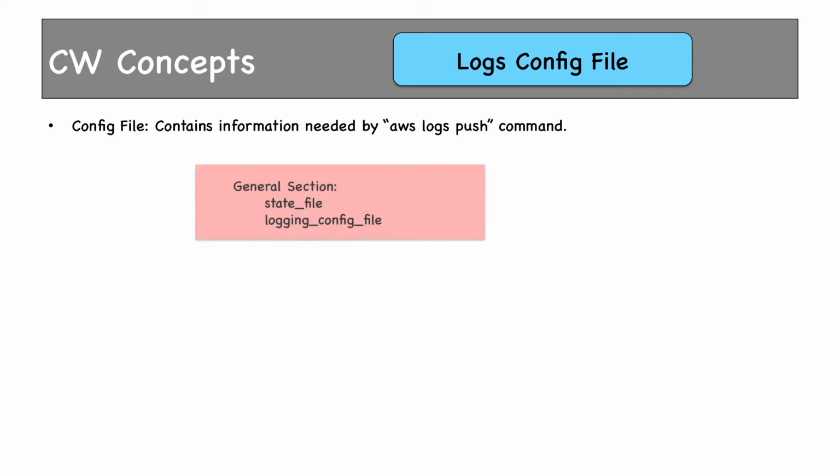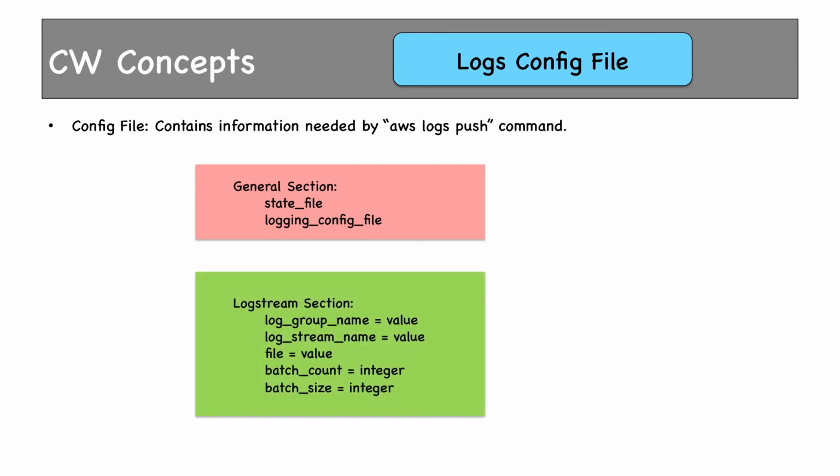Let's see the logs configuration file a little bit. The config file contains information needed by the AWS logs push command. General section contains information like state file, logging configuration file, etc. Then in log stream section, we mention which log group, log stream, file, etc. File specifies log files that you want to push to CloudWatch logs.